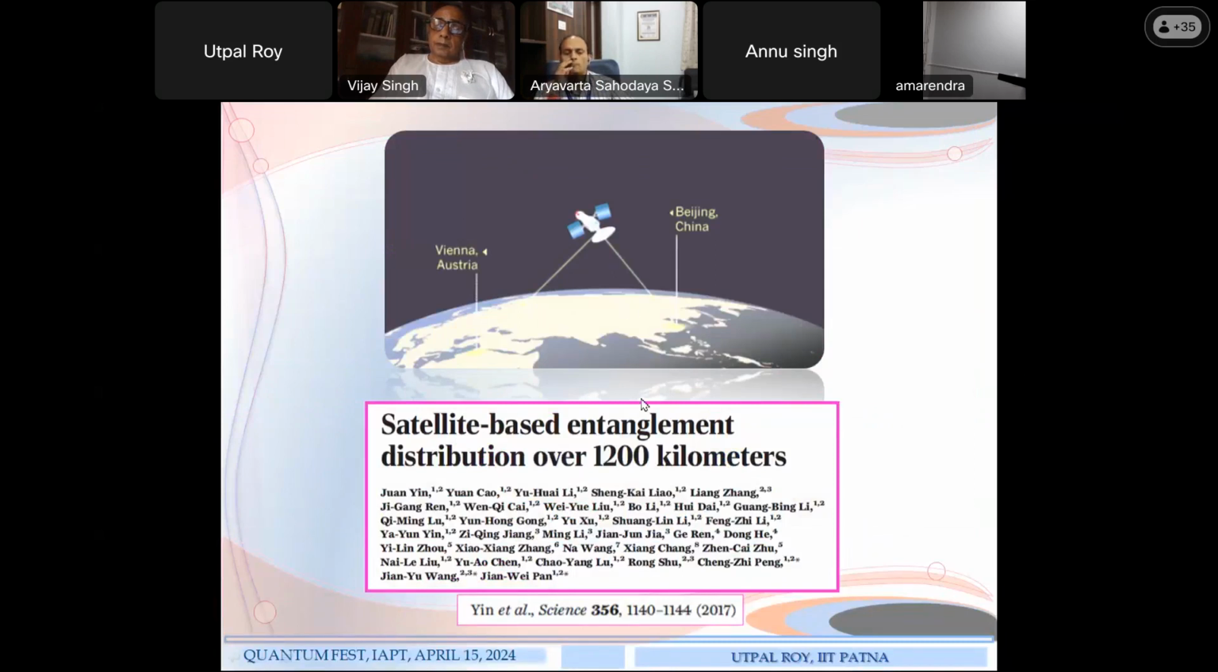This is one example that I showed in my last talk. This is old data, but it was there in my slide, so I'm showing it. But one can actually look for the recent one, which is over 2000 kilometers of satellite-based communication. So basically, between two big countries, quantum communication can be done through satellite.